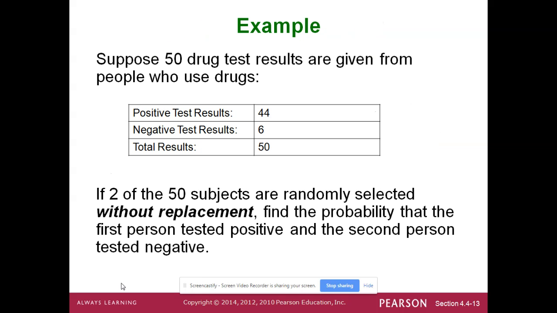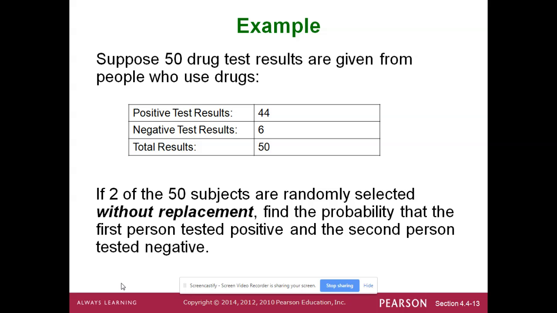All right, so here's just an example. This is where it starts making some sense. Suppose 50 drug test results are given from people who use drugs. There are 44 positive test results and 6 negative test results, 50 of them total. If 2 of the 50 subjects are randomly selected without replacement, find the probability that the first person tested positive and the second person tested negative. And notice it says without replacement.